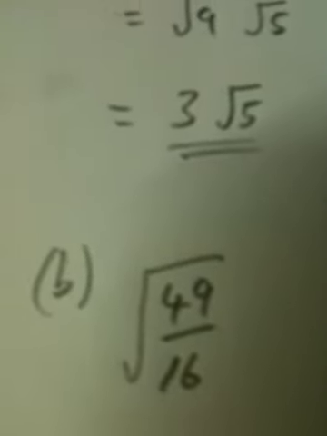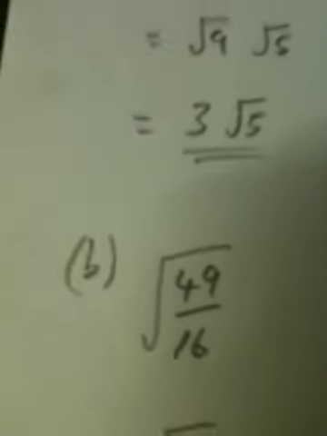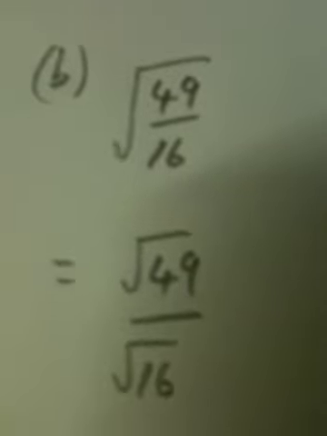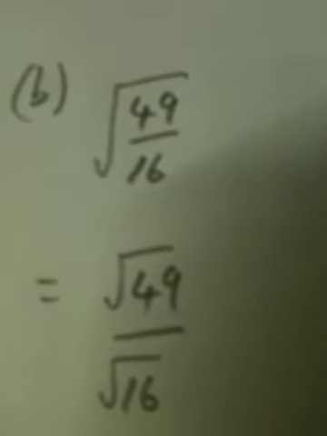Right, on to b. b is the square root of 49 over 16. Now we can split this up to the square root of 49 over the square root of 16. And we know the square root of 49 is 7, the square root of 16 is 4. That just becomes 7 over 4. That's that done. It's a nice one for 2 marks.